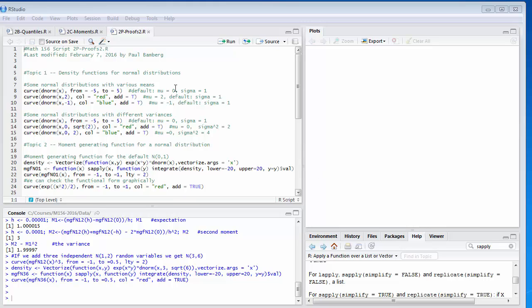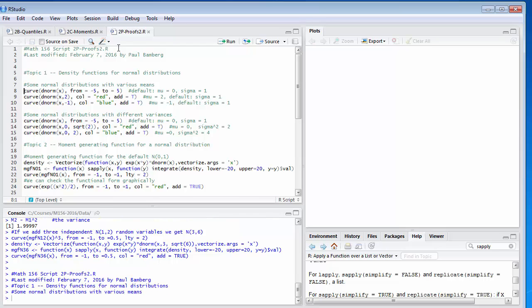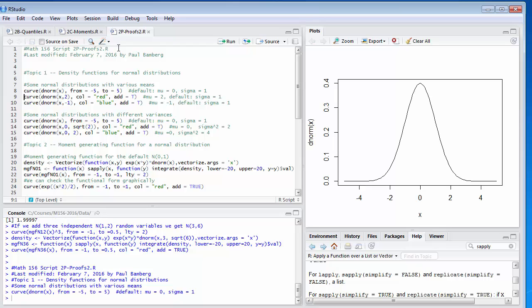Let's begin by looking at some graphs of the normal distribution. Here's the so-called standard normal distribution. I didn't specify either the expectation or the standard deviation, so they default to a mean of 0 and standard deviation of 1. And of course I can't plot this from minus infinity to infinity. Minus 5 to 5 pretty much shows the central peak nicely.